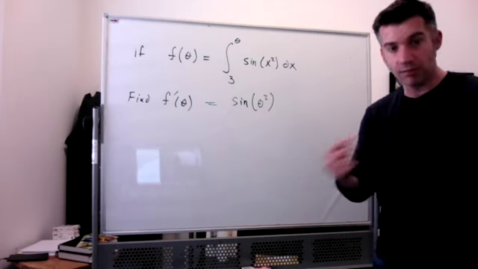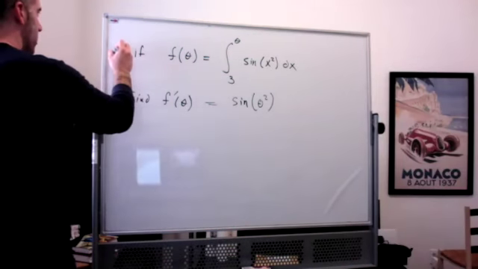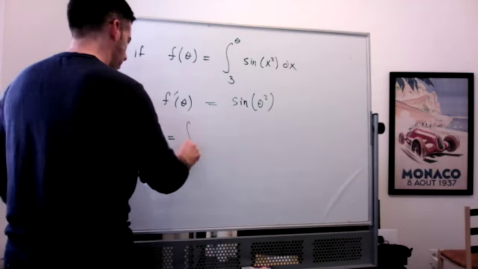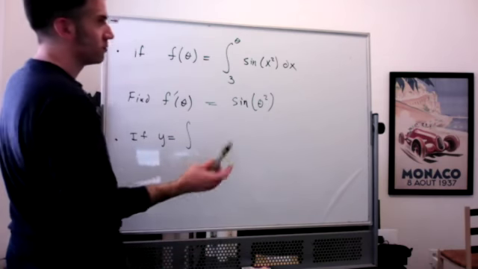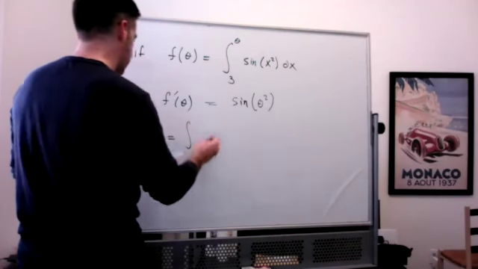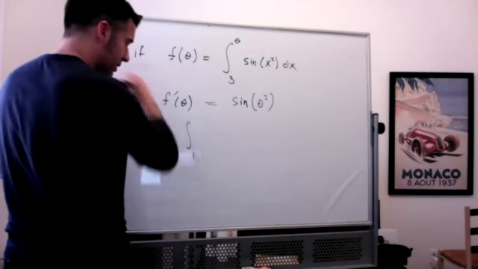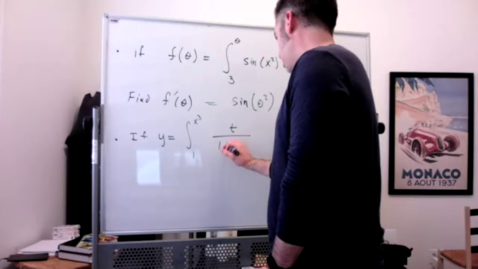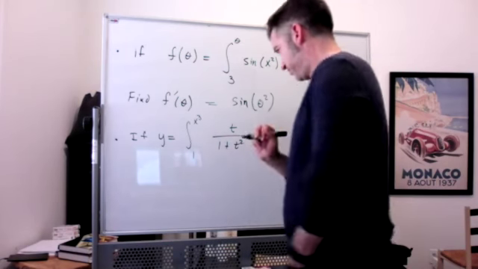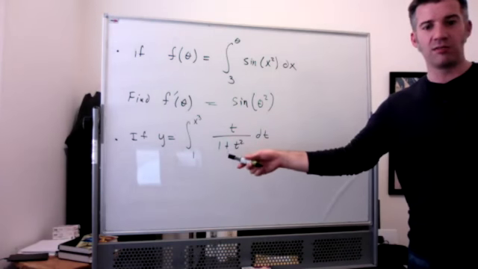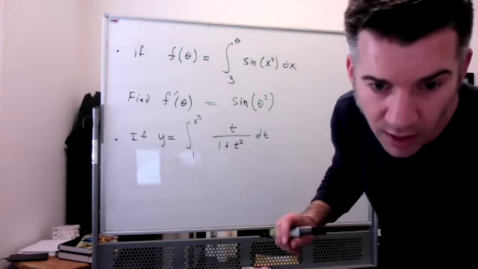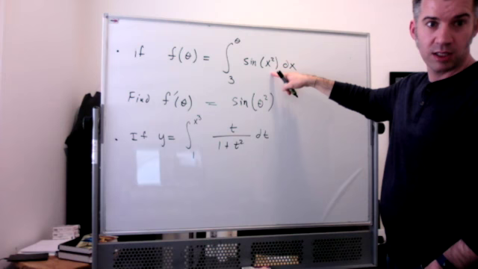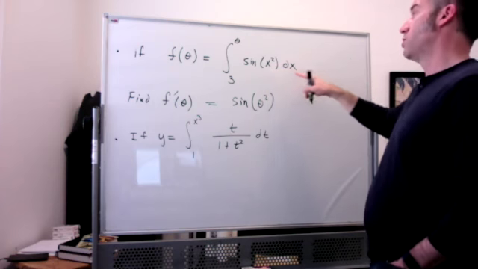It does get more complicated. If y is equal to the integral from 1 to x cubed of t over 1 plus t squared dt, this is something we will be able to integrate later. For which one, Emily? For this one? Both. So this one, no.